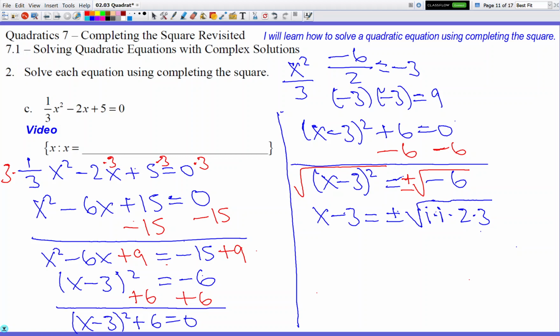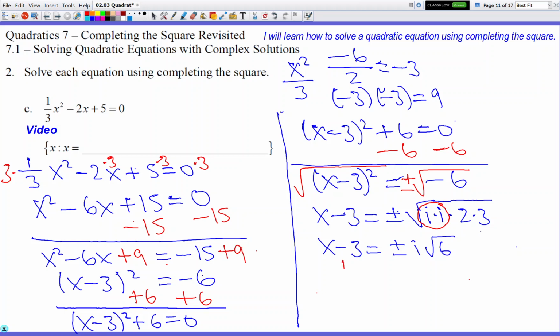Okay, all right, so circle things that match. So I can circle the i's. I can't circle the 2 and the 3 because they don't match. So x minus 3 equals plus or minus i root 6. So you put the numbers back together again if they don't match. Okay? Then we're almost there.